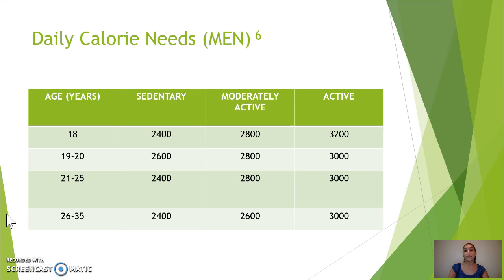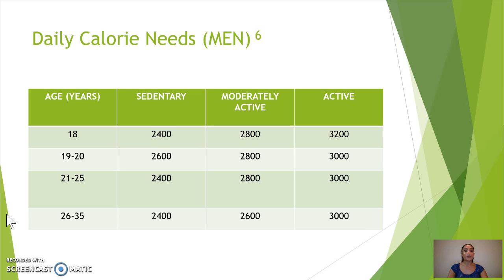And 21 to 25 years, 2,400 calories if you're sedentary, 2,800 calories if you're moderately active, and 3,000 calories if you are active. And lastly, if you're 26 to 35 years, if you are sedentary, your recommendation is 2,400 calories. If you're moderately active, it's 2,600 calories, and active, 3,000 calories.